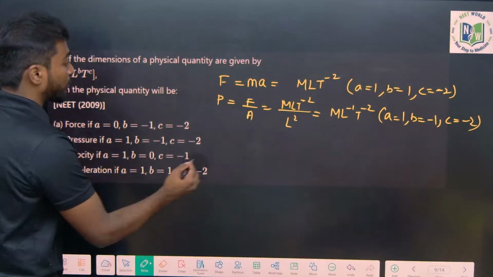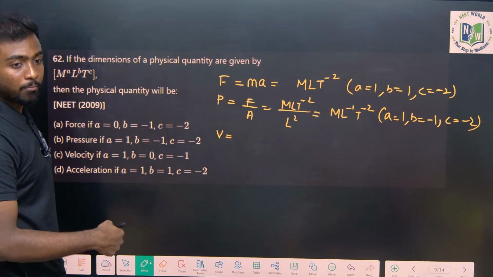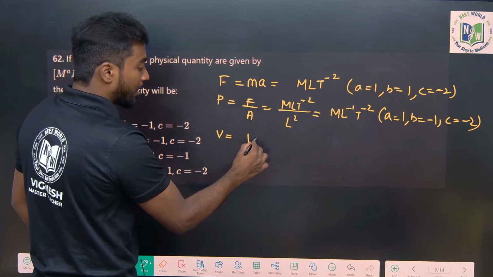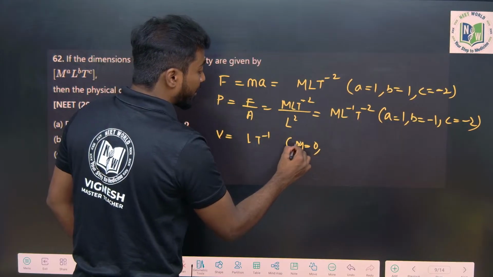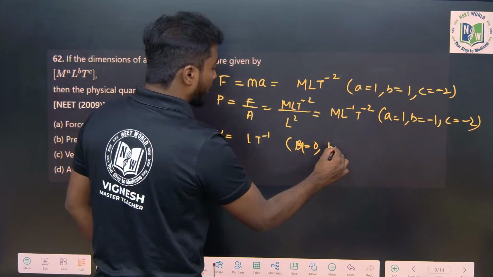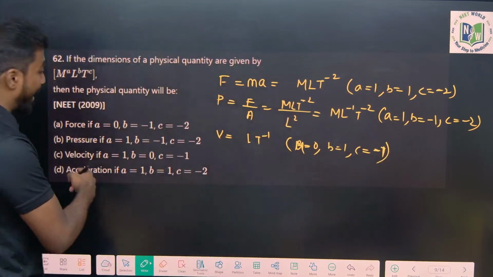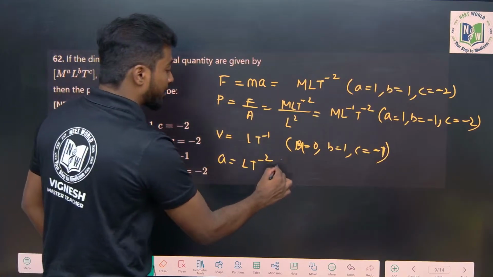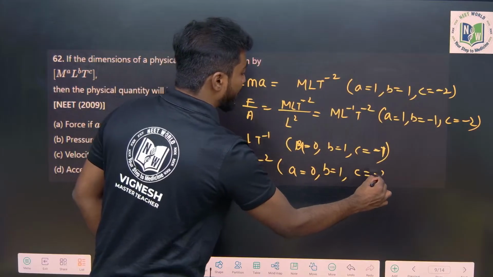What about velocity now? Velocity is meter per second, SI unit. Then what I can say? L T power minus 1. So a is equal to 0, b is equal to 1, c is equal to minus 1. Now what about acceleration? Acceleration is L T power minus 2, which is a is equal to 0, b is equal to 1, c is equal to minus 2.